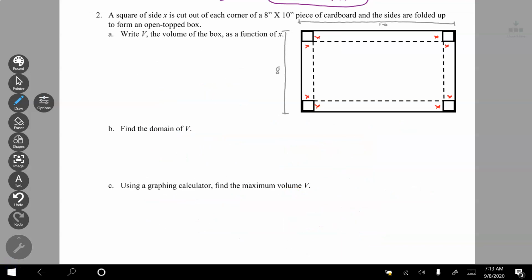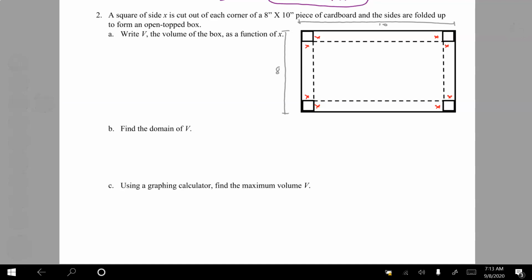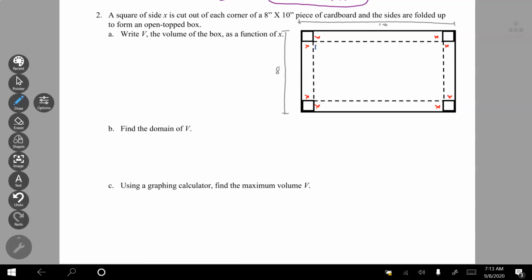So this next problem is the activity that we did on Friday, where we cut the corners out of an 8x10 piece of cardboard and we fold it up and make an open top box. So I set it up already where I have all the x's listed out. And if you recall, this side will now be 10 minus 2x when you cut out the corners. And this side will be 8 minus 2x when you cut out the 2x's from that side.